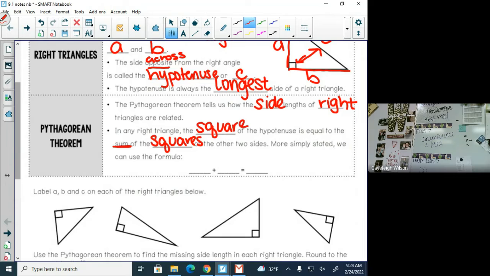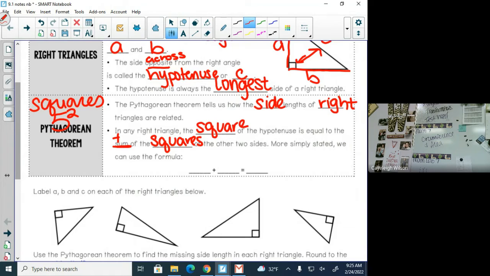What's sum mean? Add. What's it mean to find the square of a number? Times it by itself. So when I'm talking about squares, I mean like 5 squared, or 3 squared, or 7 squared, or 10 squared. And squared means times itself. So what is 5 squared? 25. What's 10 squared? 100. What's 3 squared? 9. What's 12 squared? 144. What's 7 squared? 49. What's 11 squared? 121. Okay.